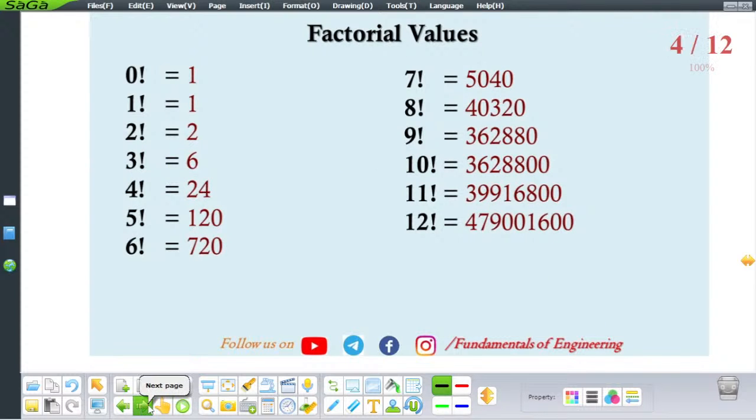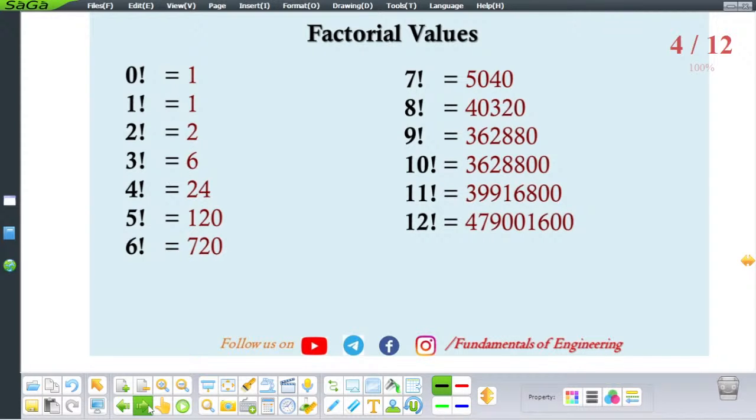Before we start, every time we discuss permutations we always focus on the factorial values, because if you remember them they will be very helpful whenever you are solving any type of permutation or combination problem. So all the factorial values you have to remember. I have given you the values from 0 factorial to 12 factorial. You can take a screenshot of all the factorial values, which will be helpful to you.